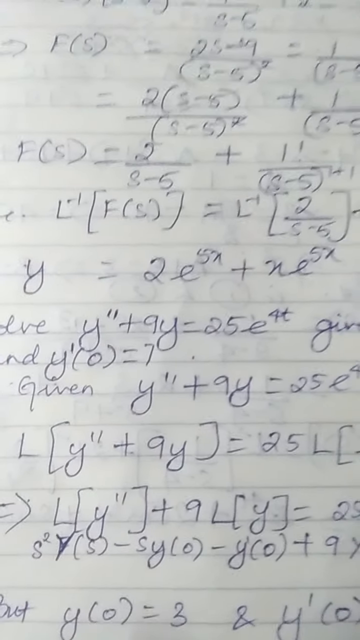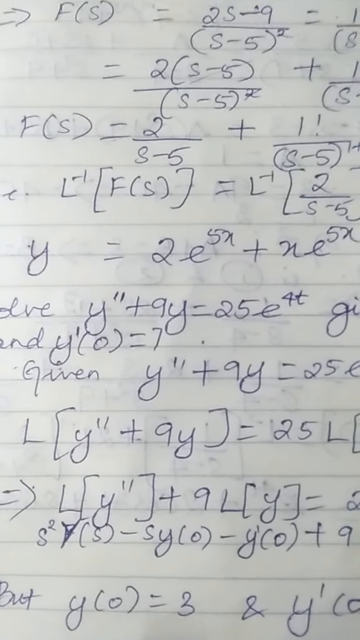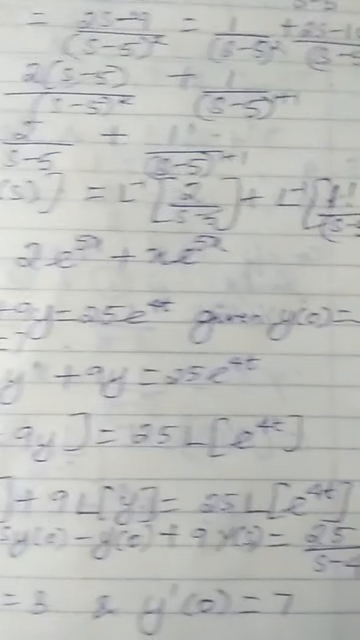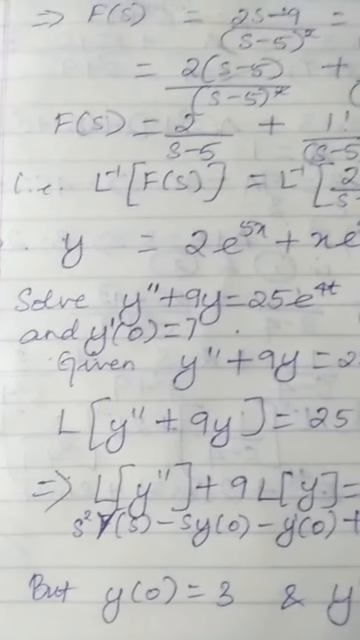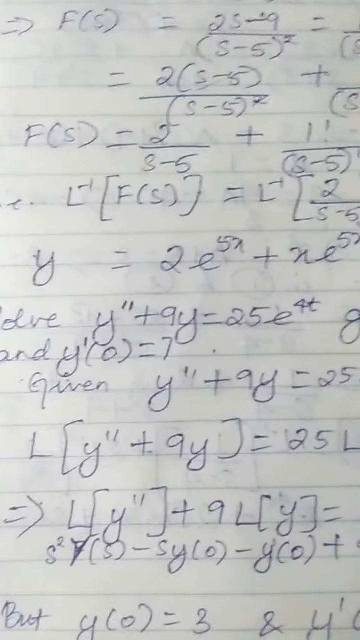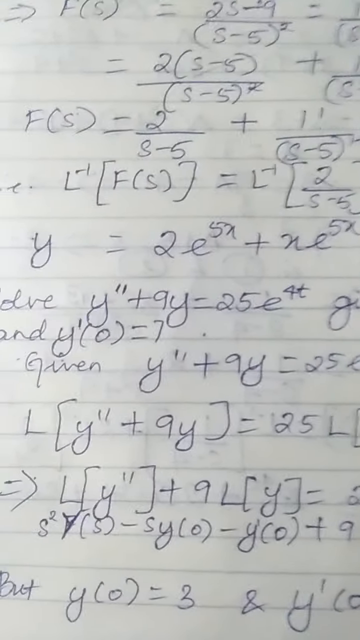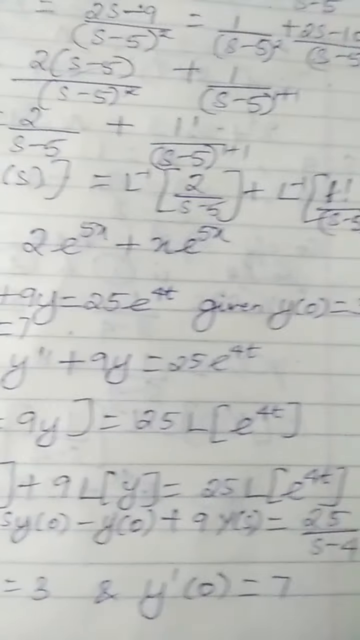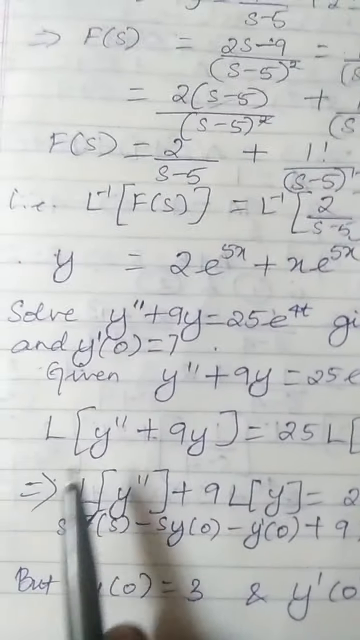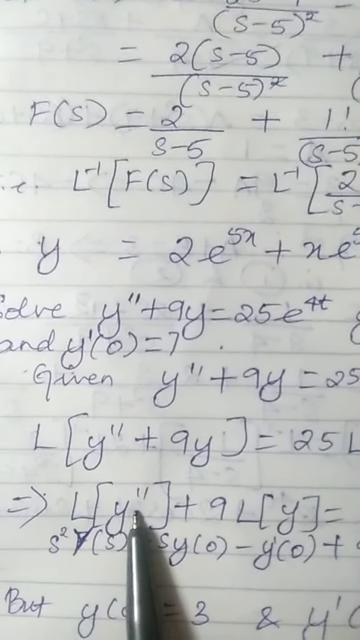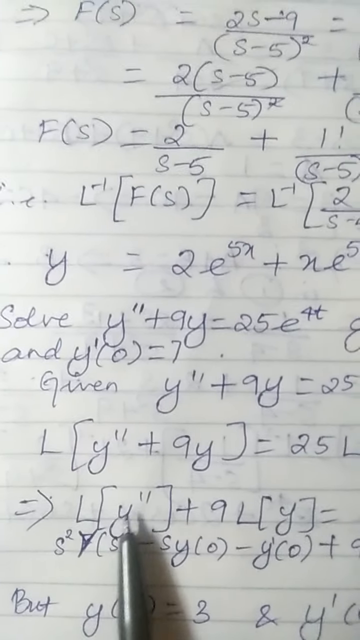Given y double dash plus 9y equal to 25 e power 4t, firstly we have to take L on both sides. Taking L on both sides, we have L of y double dash plus 9y equal to 25 L of e power 4t. By using linearity property, L of y double dash plus 9 L of y is equal to 25 L of e power 4t.